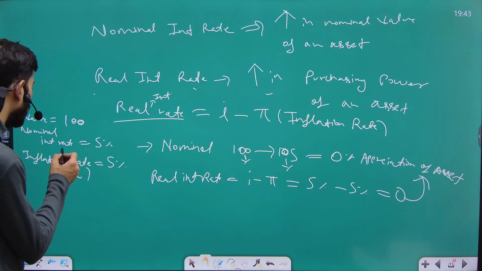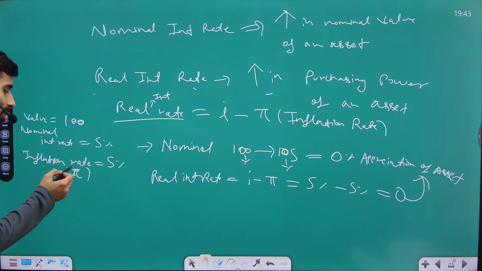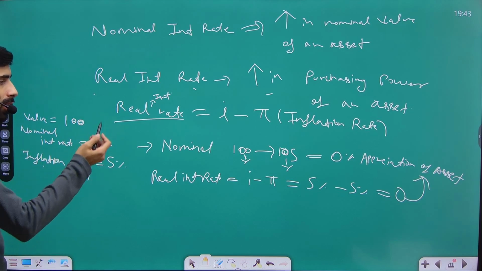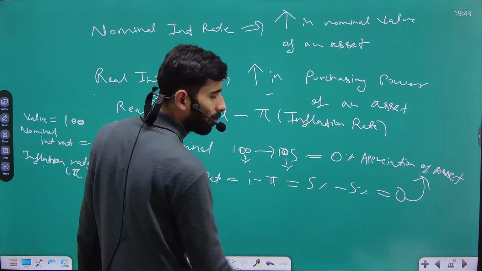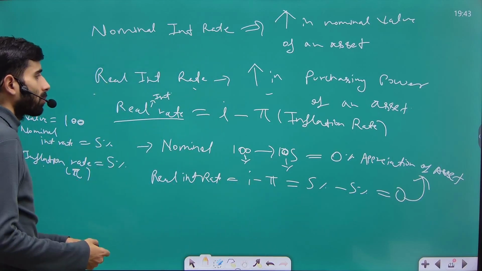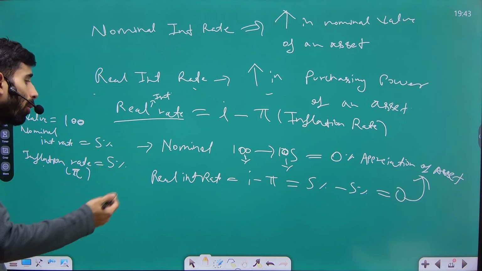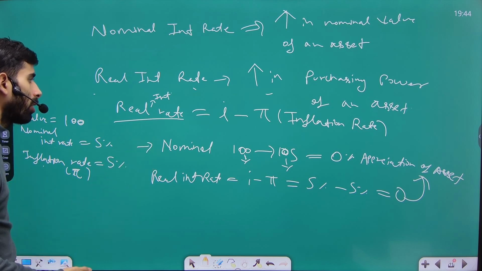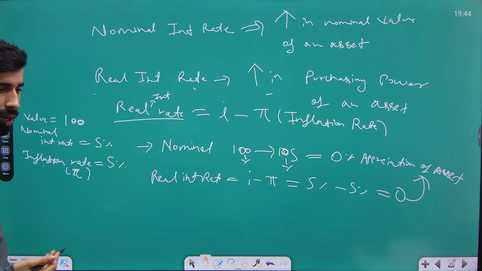So here, if the nominal interest rate is 5% and the inflation rate is also 5%, then in real terms, there is no appreciation in that particular asset. So that's why it's very important to include inflation while considering the investment of your assets.